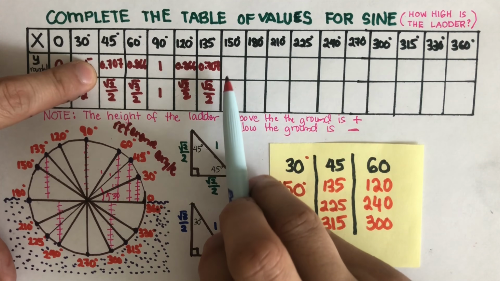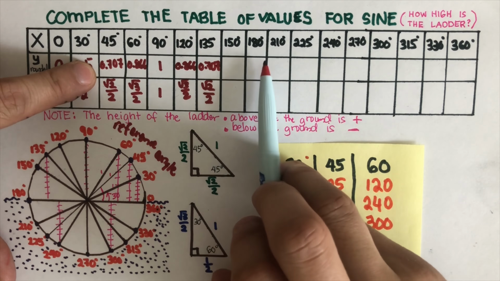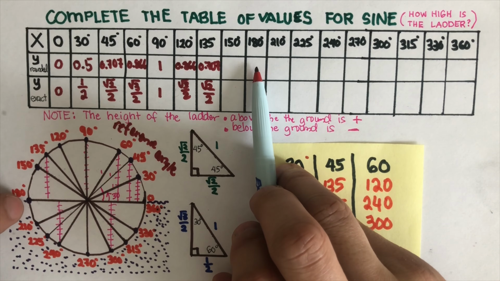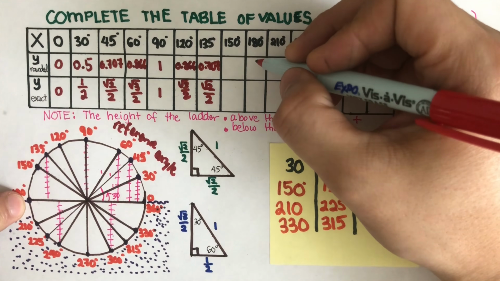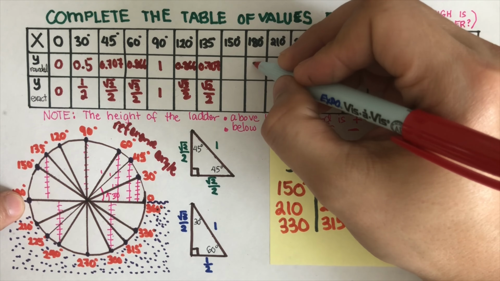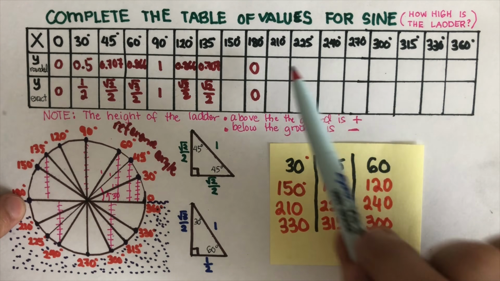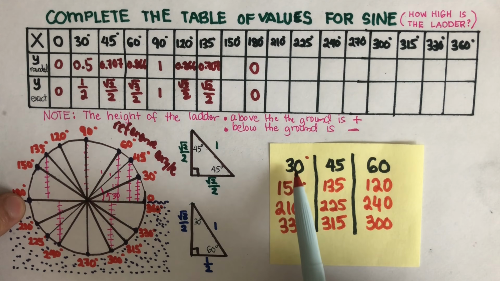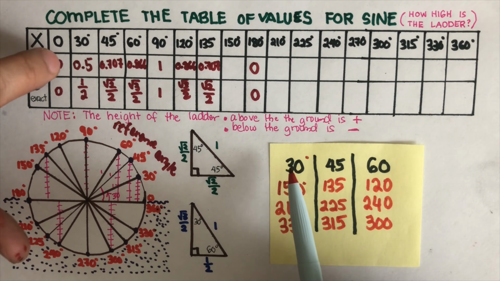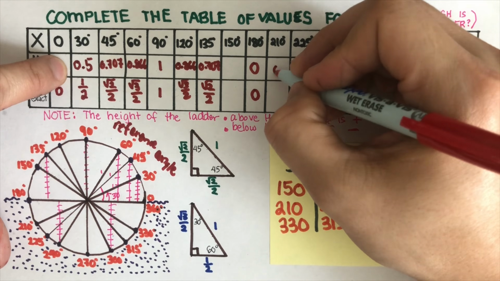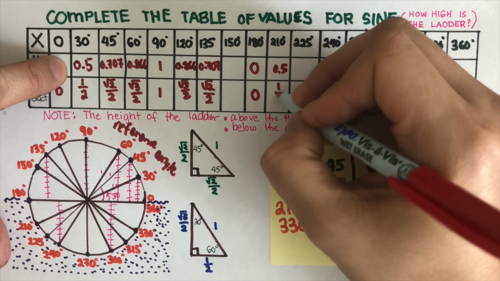Now I will skip 150. You do it on Edge Elastic, and then you go to 180. 180 was the height of the ladder. Correct. It is 0. So that's a 0 right here. And let's start with 210. Let's do it all together. So 210 matches up with 30. So I go to the measure of 30 right here. That's 0.5, and that is 1/2.